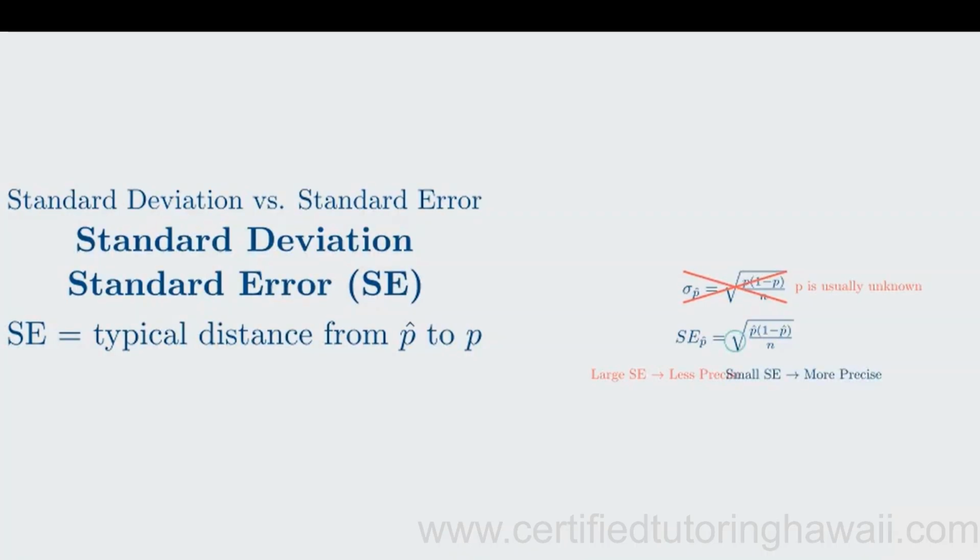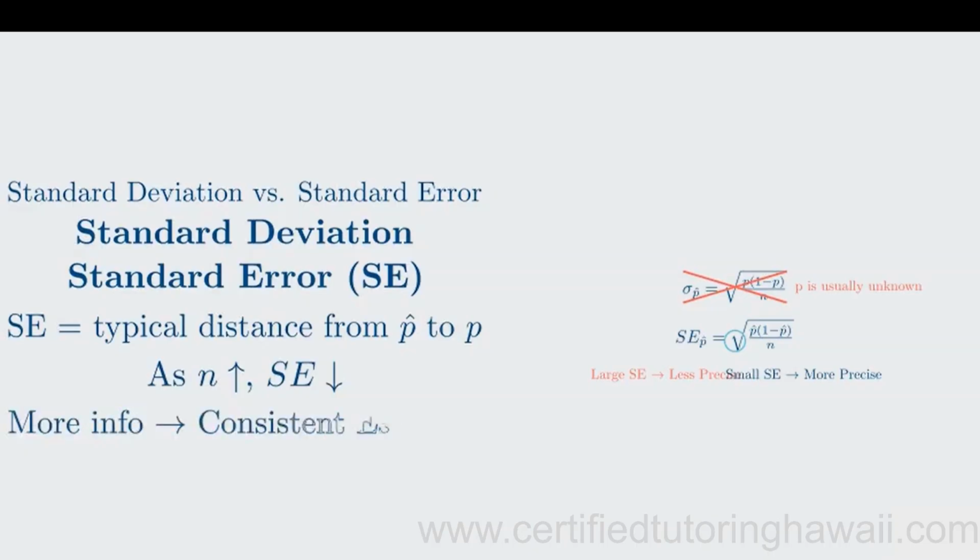Looking at the formula, you can see that the sample size, n, is in the denominator. This means that as the sample size increases, the standard error decreases. This makes intuitive sense. A larger sample gives us more information and a more consistent estimate of the truth.